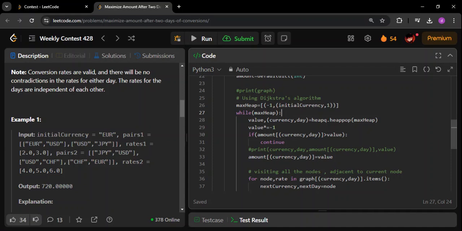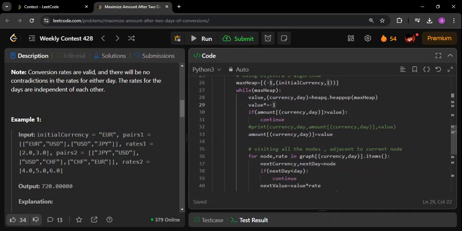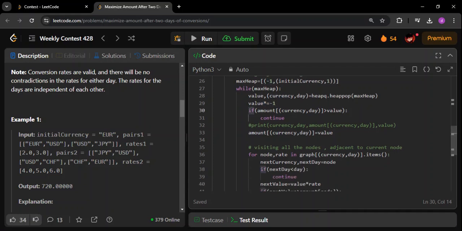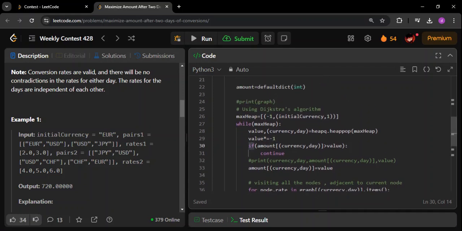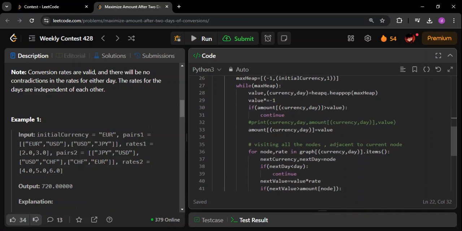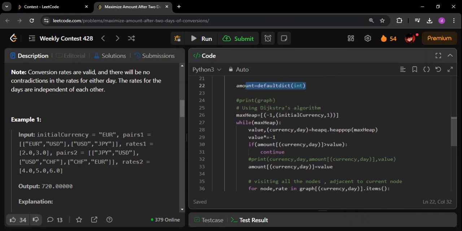Then this loop will continue till the heap has any element. Then I'm doing a heap pop. What I'm popping, I'm getting the value and I'm getting the node name. The node name has the currency and the day. I am multiplying the value with -1 because while pushing also I multiplied with -1. Then I'm checking the amount. If you see here, I maintained an amount array also, which has a default of int. So by default, it will have 0 values for all the nodes.